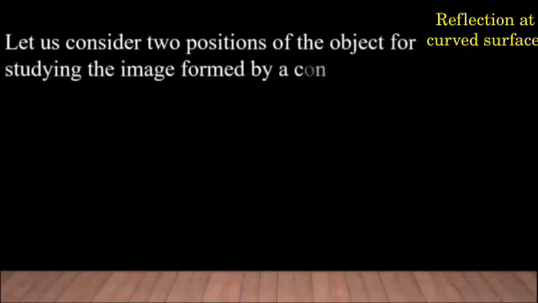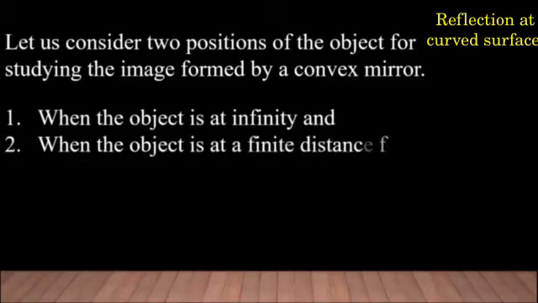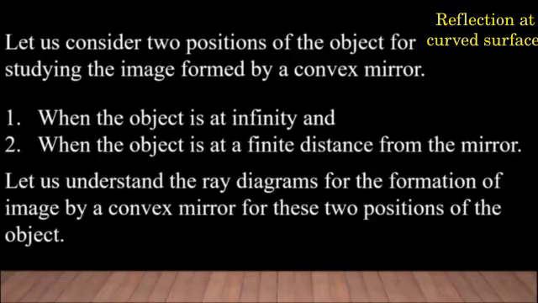Let us consider now two positions of the object for studying the image formed by a convex mirror. When the object is at infinity, that is the first position, and the second position is when the object is at a finite distance from the mirror. With the help of a ray diagram, we'll understand the formation of image by a convex mirror for both these positions. All right?